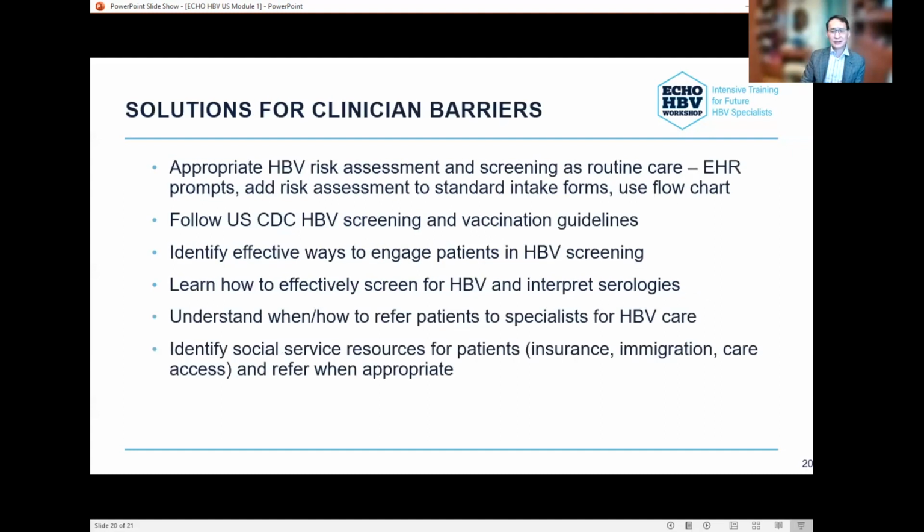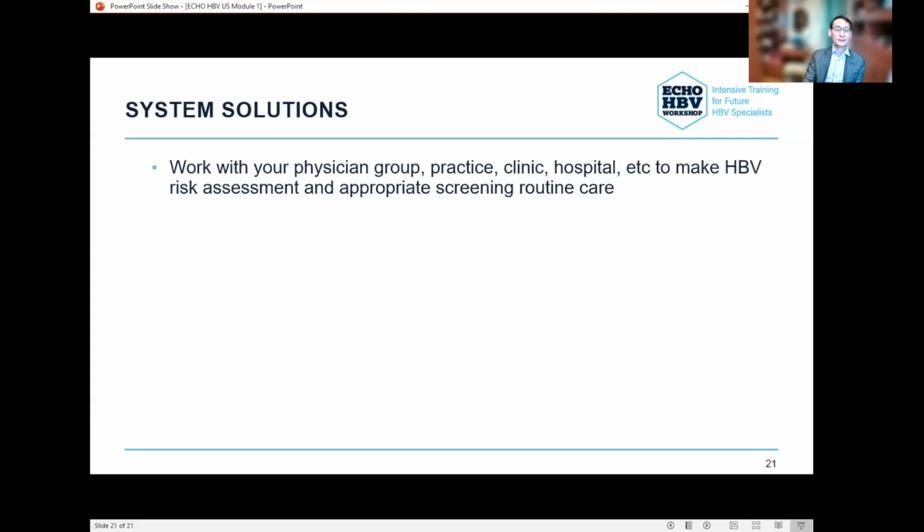So some of the solutions proposed here: you should update your screening criteria based on the new CDC guidelines. Screening everybody is very easy now. You can even identify those patients from the EMR system. Whoever has not been screened should receive at least one-time screening. And we're going to talk about how to interpret the serology in your next module, module 2, and subsequently the treatment and management in modules 3 and 4.